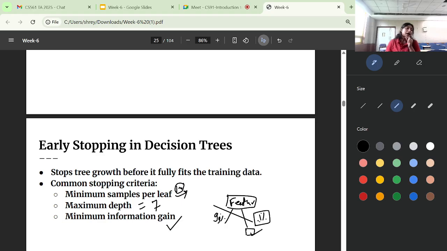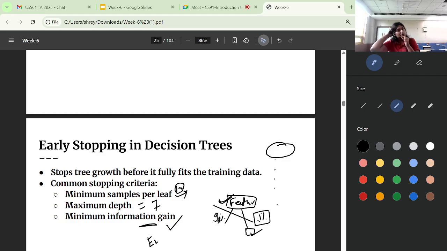Last is minimum information gain. This information gain thing is related to entropy, and we are going to discuss this. You can see that at this feature, if information gain reaches this position, then we can stop, because at the first root node the information gain is higher, then it reduces. So till when you want this reduction, you can apply this condition also.